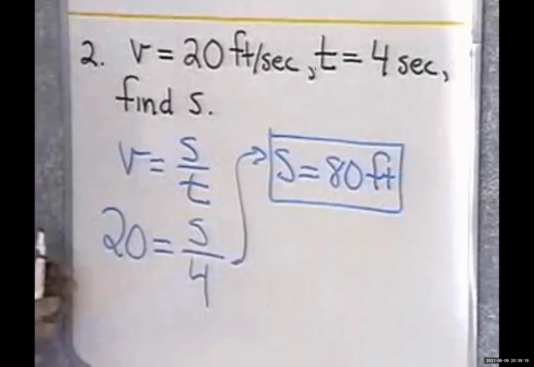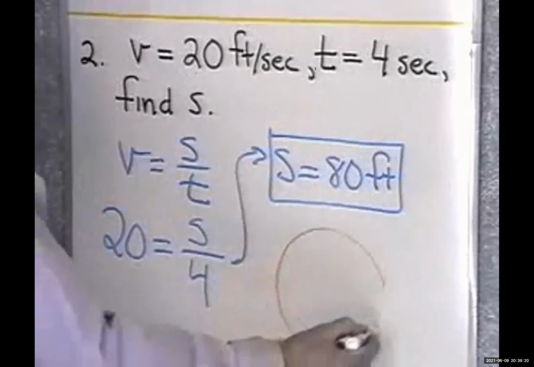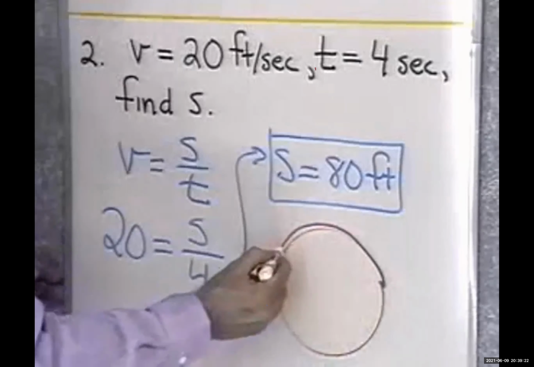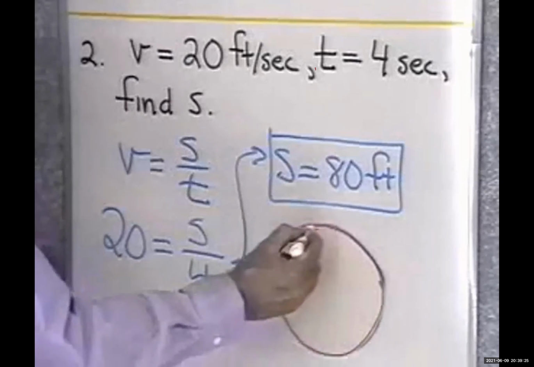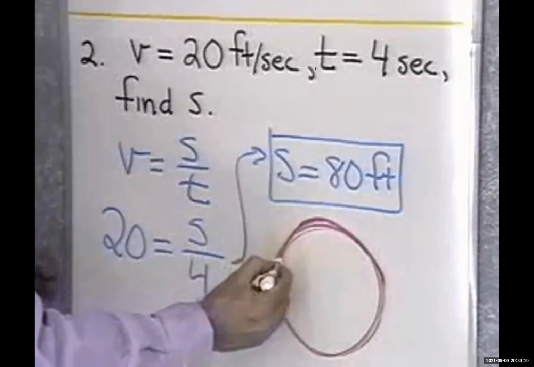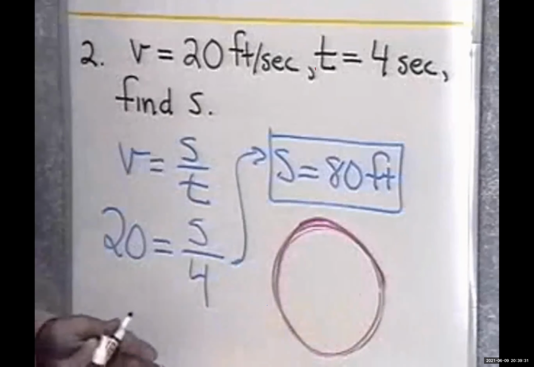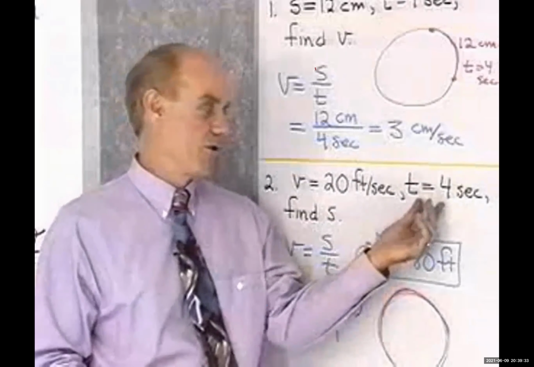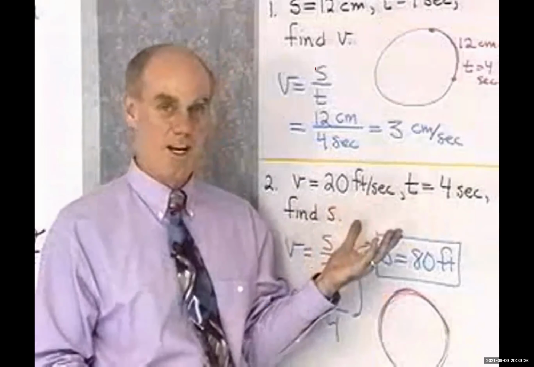Now let's see if that makes sense real quickly. Suppose I have a circle. I have a point that's moving along the circumference of the circle at a uniform rate, and it covers 20 feet every second. How far is it going to go in 4 seconds? The distance that it's going to travel in 4 seconds will be 4 times 20, or 80 feet.